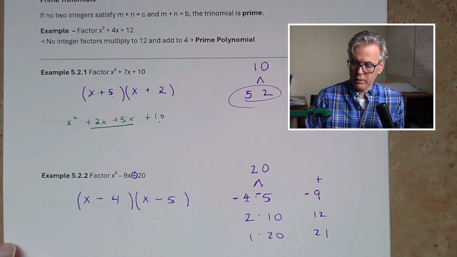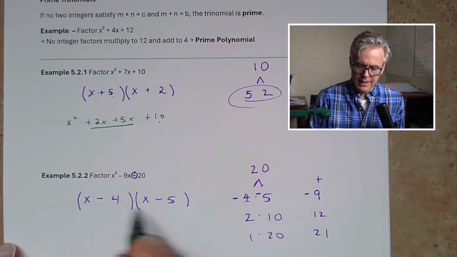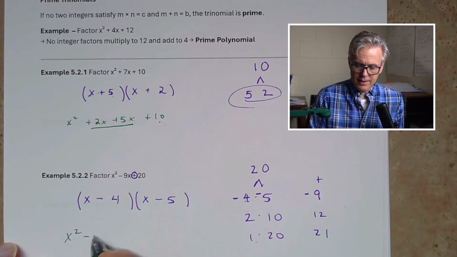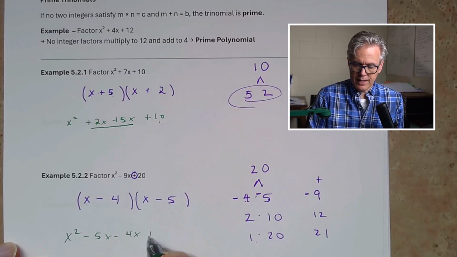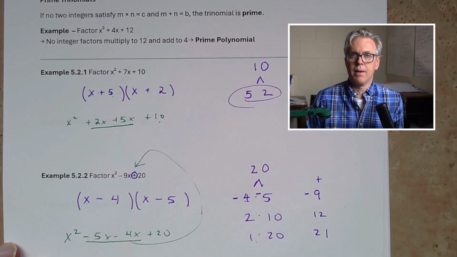Again, we can FOIL that back out. It's worth doing on these first couple. x times x is x squared. x times minus 5 is a minus 5x. Negative 4 times x is a minus 4x. Negative 4 times negative 5 is a positive 20. We see these two terms here combine to give me that middle term in my original expression.